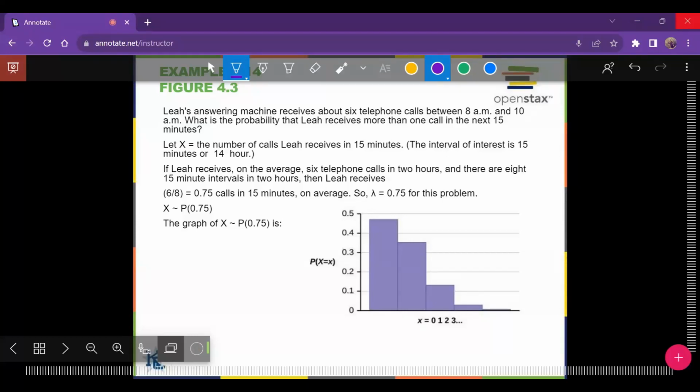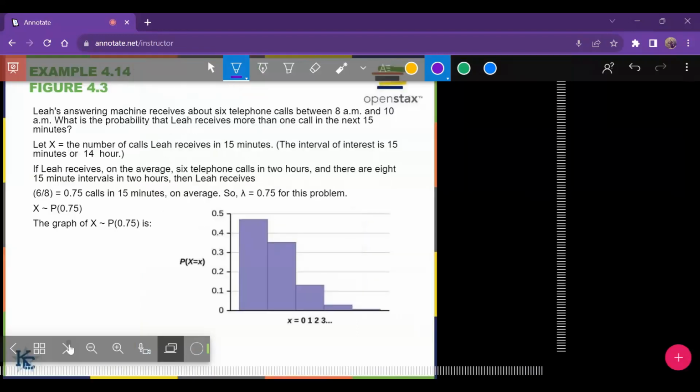So that's important to realize when you're working on these problems. Sometimes you need to find the lambda. It's not just given to you. And so this one shows what that would look like in this case. So let's go ahead and take a look at some examples.